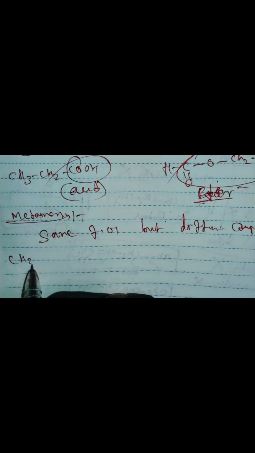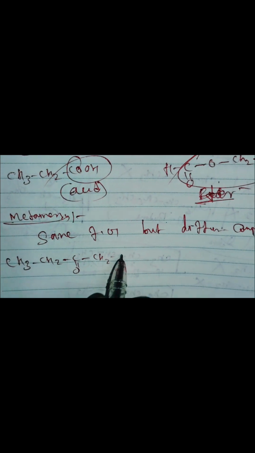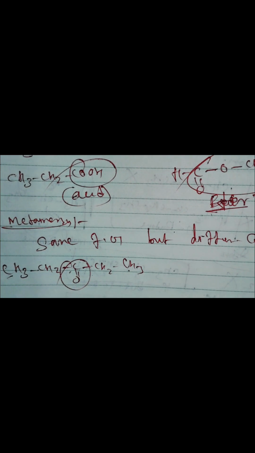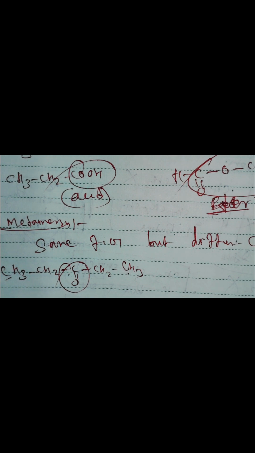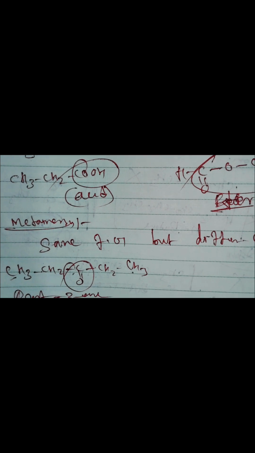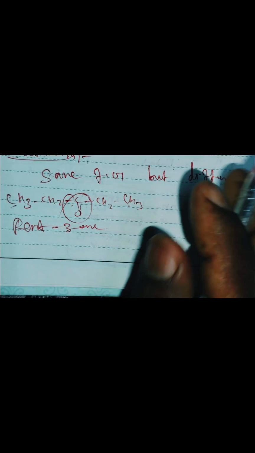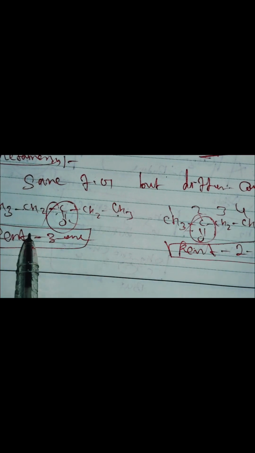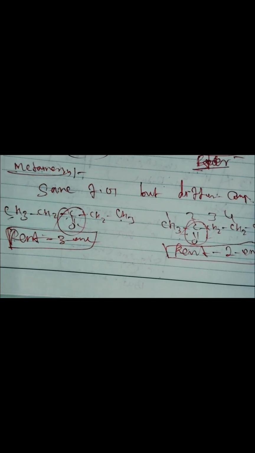For example, CH3CH2C=O CH2CH3. This is the functional group of a ketone. The IUPAC name, numbering 1 2 3 4 5, is pent-3-one. And its isomer is CH3C=O CH2CH2CH3. Here the IUPAC name, numbering 1 2 3 4 5, is also pent, but here it is 2-one. So pent-3-one and pent-2-one have the same functional group of ketone, but the entire compound's IUPAC name is different.